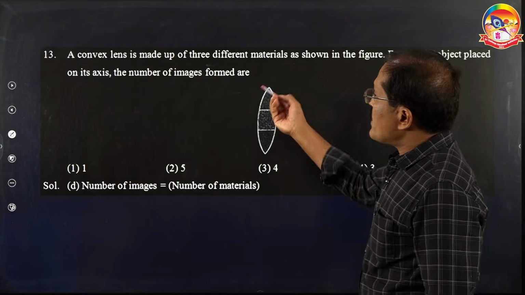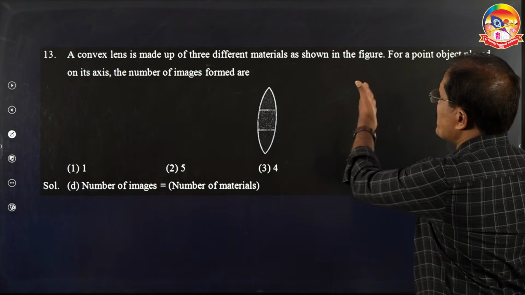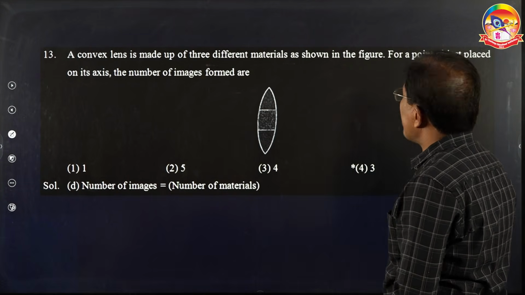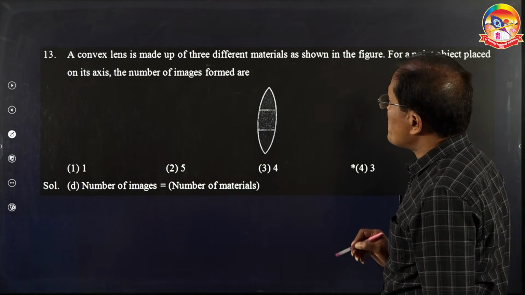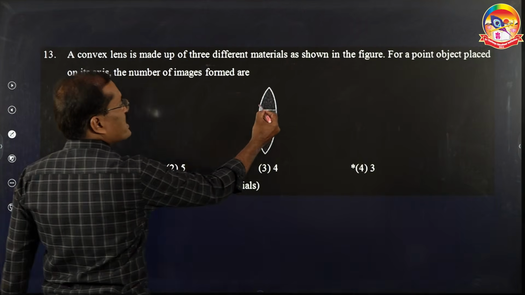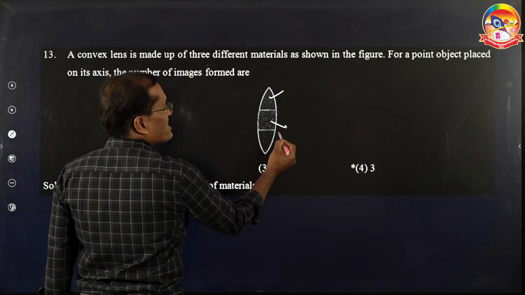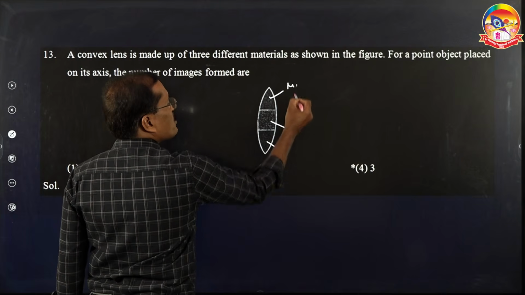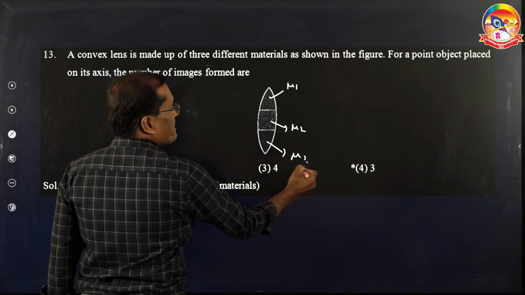See, a convex lens made up of 3 different materials is shown in the figure. For a point object placed on its axis, how many images are formed here? So, these are the 3 different materials he is talking about. This is one material, this is one material, this is another material. 3 different materials, mu1, mu2, mu3.